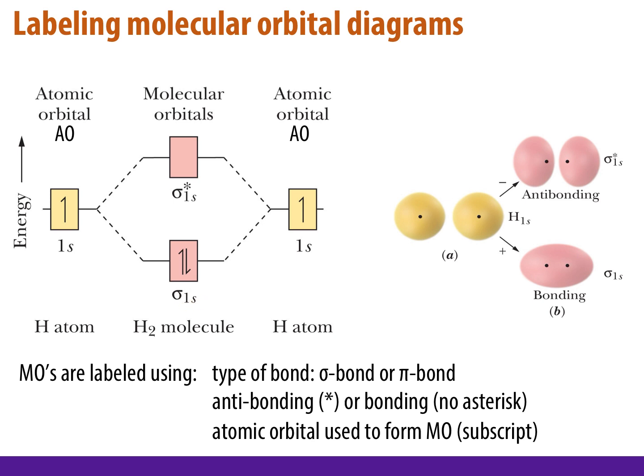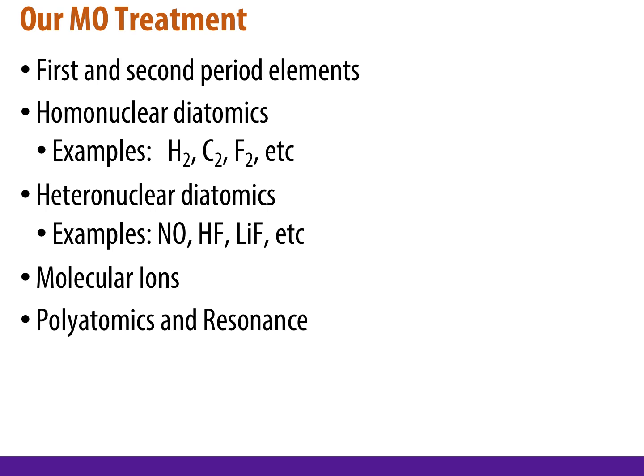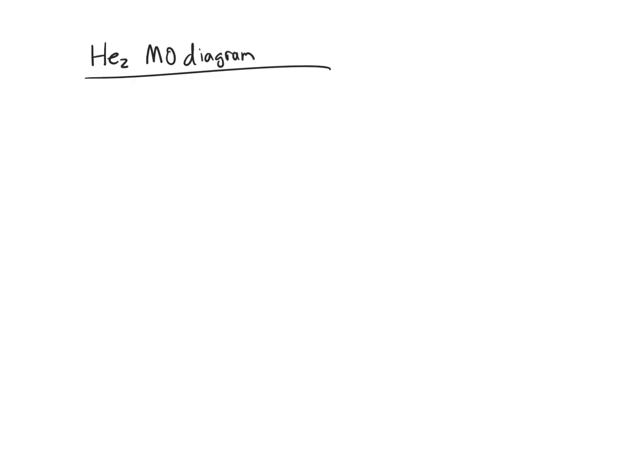Okay, the molecular orbital diagrams that we're going to look at in this class are first and second period elements, the homonuclear diatomics, things like H2, C2, F2, as well as heteronuclear diatomics. Let's do one more simple example before moving on to the more complicated ones. So for He2, let's do the molecular orbital diagram, the bond order, and magnetic properties.